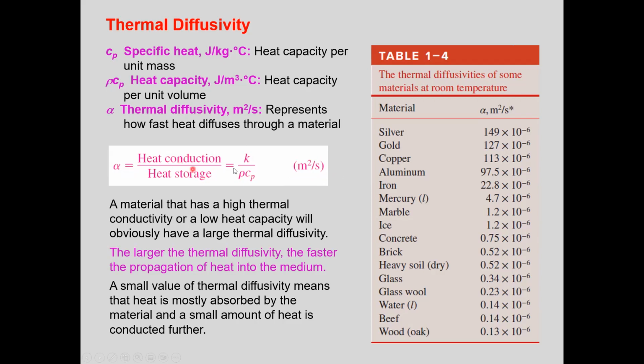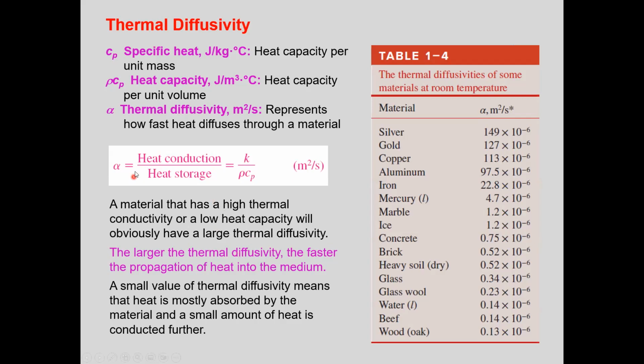So thermal diffusivity is proportional to the thermal conductivity, and inversely proportional to density and specific heat. A material that has a high thermal conductivity or low heat capacity will have large thermal diffusivity. Rho Cp is the heat capacity. And a small value of thermal diffusivity means heat is mostly absorbed and a small amount is conducted.